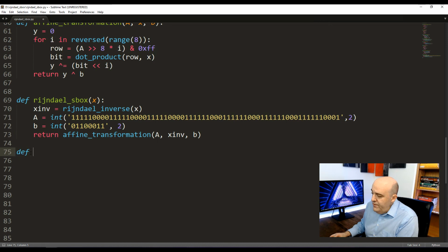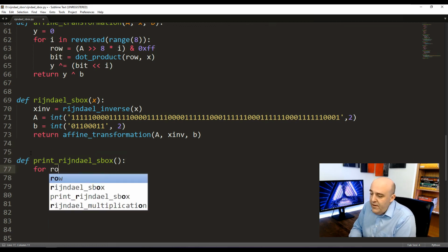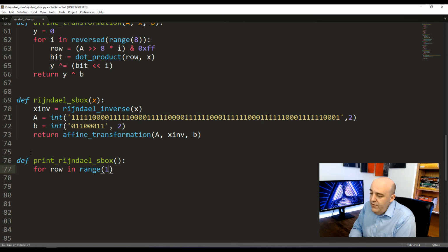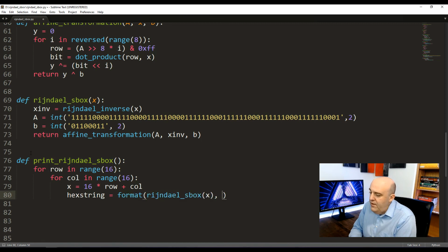And then why don't we finish off now just by writing a little function to print out all the values of this S-Box. There are 256 values, and we'll just print the values in 16 rows and 16 values per row. So we'll just have variables row and column ranging from 0 to 15. And then define x to be 16 times row plus the column. x will just range from 0 to 255, right? And then define the hex string to be the value of the Rijndael S-Box at x. And then we'll format it in case we need a leading 0 just to make the table print out nicely.